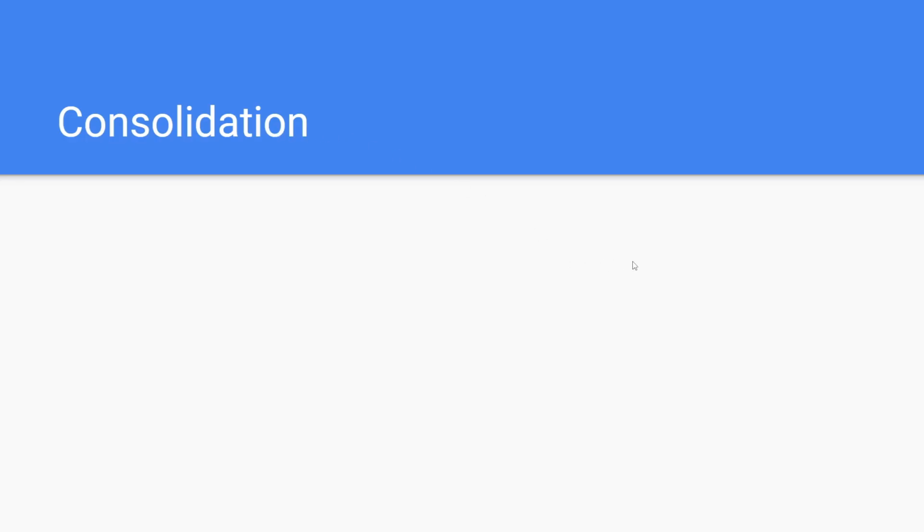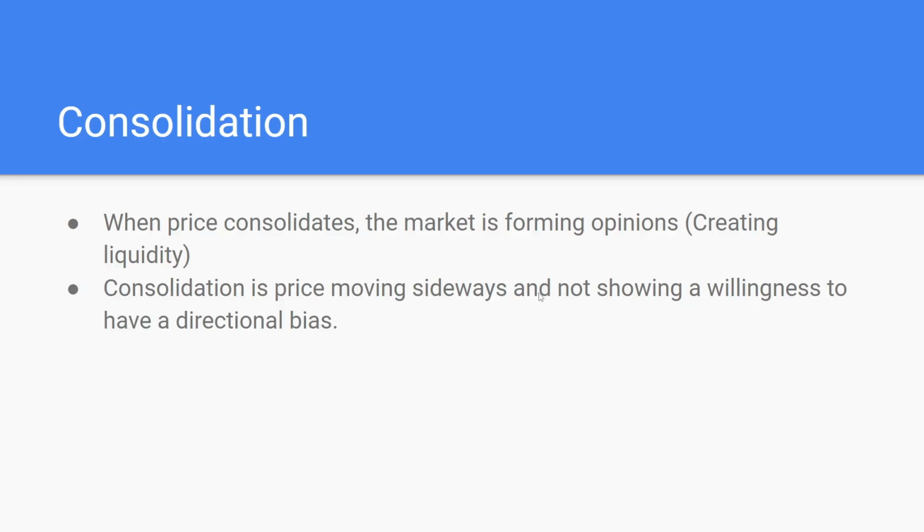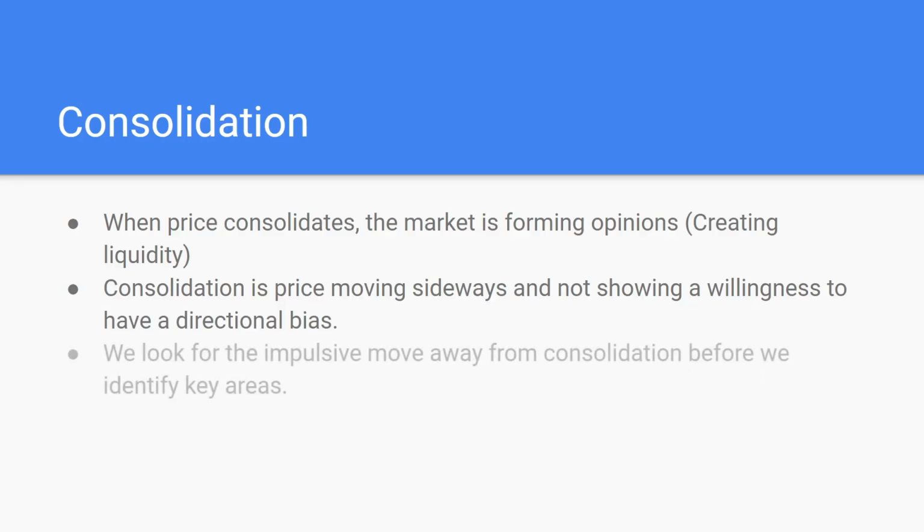So consolidation. This is when price consolidates, the market is forming opinions, and that means creating liquidity. Consolidation is price moving sideways and not showing a willingness to have a directional bias. We look for the impulsive move away from consolidation before we identify key areas. So in other words, consolidation is not very nice trading conditions because it hasn't given us an intent, a bias to a certain area. So what we identify is the fact that it is consolidating and we want price to move away from the areas.